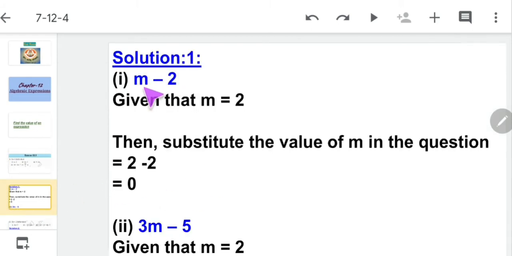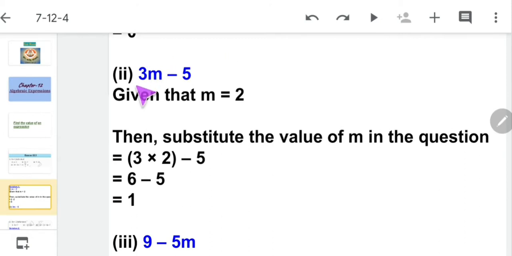So the first part is m minus 2. So we know that m equals 2, so we have to place 2 in place of m. When we substitute the value of m in the question, it will become 2 minus 2, and 2 minus 2 gives us 0. So the value of this expression is 0.